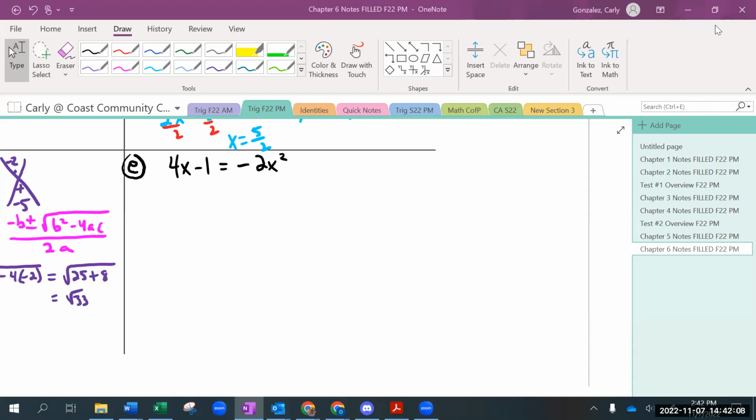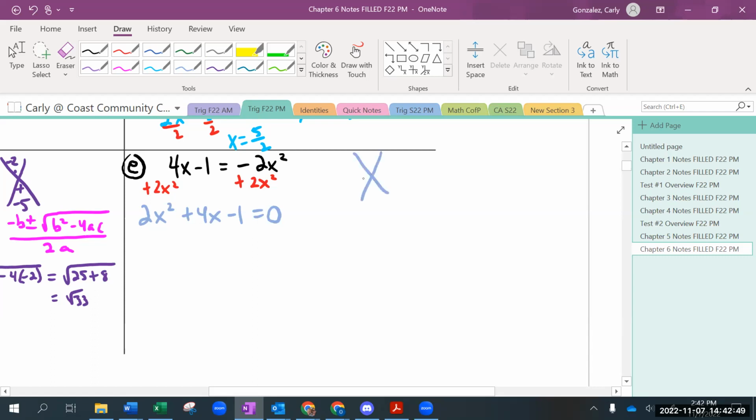I decided to add one more example to practice the quadratic formula, especially when it comes to simplifying it. Here we're going to do 4x minus 1 equals -2x squared. Again, I have an x squared and an x, so I want to set it equal to 0. Because the coefficient of my x squared is negative, I'm going to add 2x squared to both sides so that my coefficient in front of x squared ends up being positive. So I get 2x squared plus 4x minus 1 equals 0.